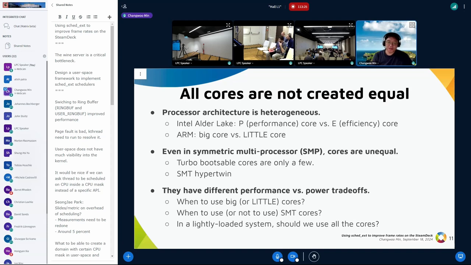Once the deadline and the time slice are calculated, that's the core of the LAVD algorithm. But the important thing is also considering battery power consumption. In particular, processor architectures these days, in the case of Intel, have performance cores and efficiency cores. ARM has the big core and little core concept. The idea is that the performance core, or big core, provides high performance at the cost of a little more power consumption. But the efficiency core, or little core, is a little bit slower due to its simple microarchitectural design, but it consumes less power.